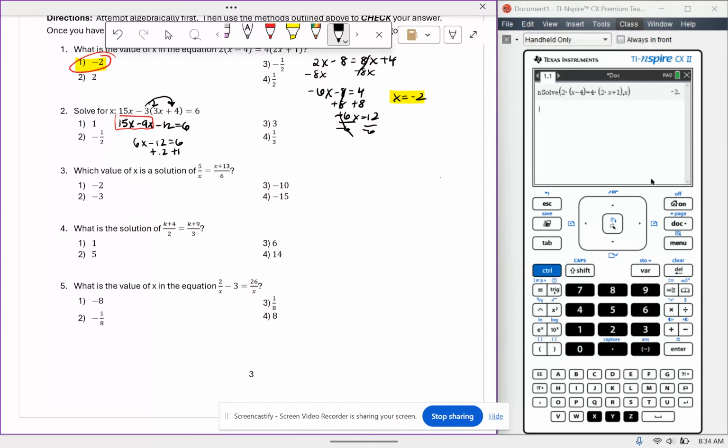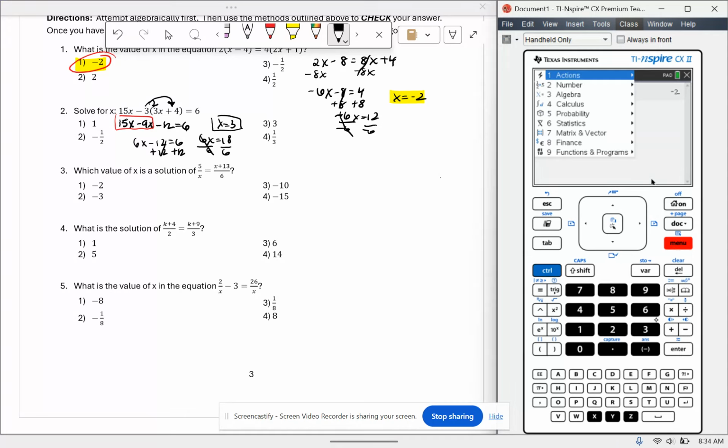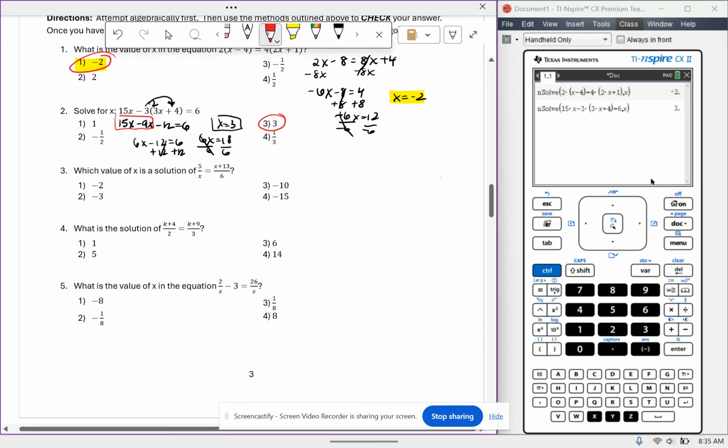I'm going to add 12. I get 6x equals 18, divided by 6. X equals 3. So let's go ahead and check that on nsolve. Menu 3-1, nsolve. 15x minus 3 times 3x plus 4 equals 6, comma x. 3. X does equal 3. We can confirm.